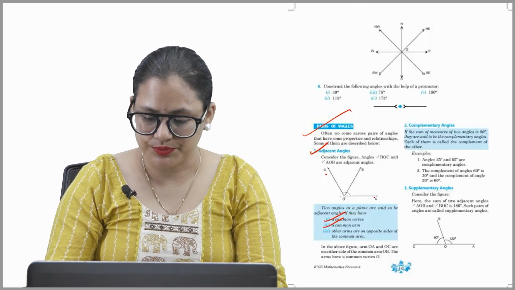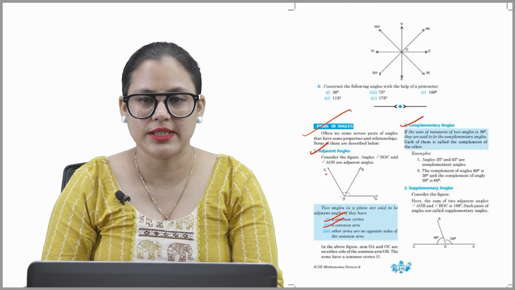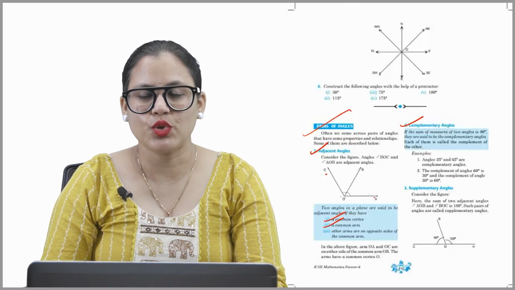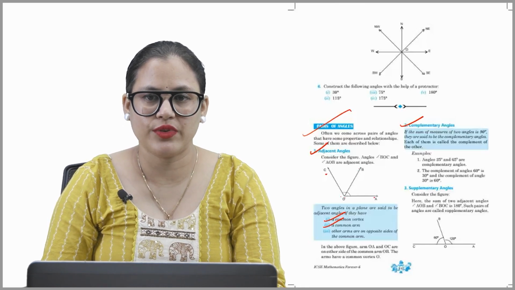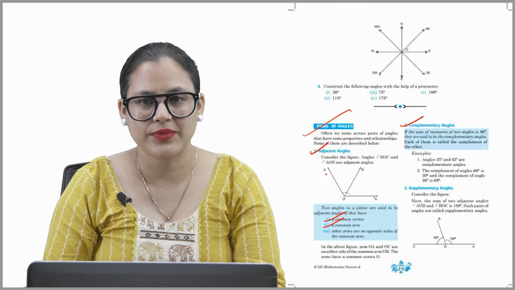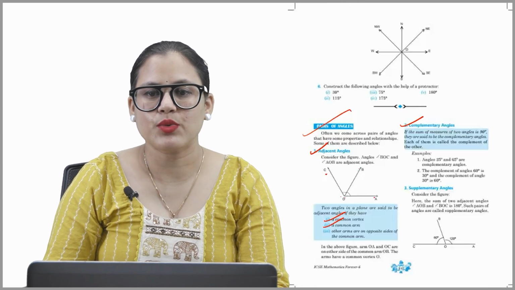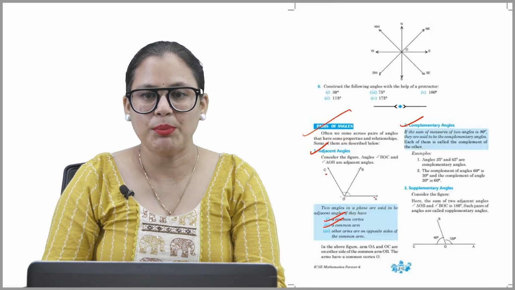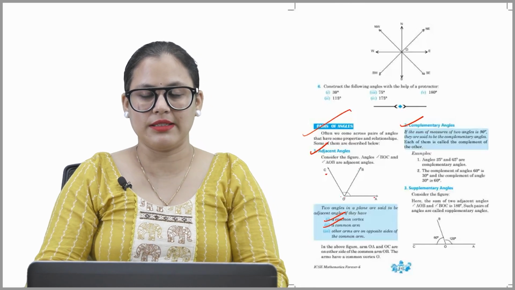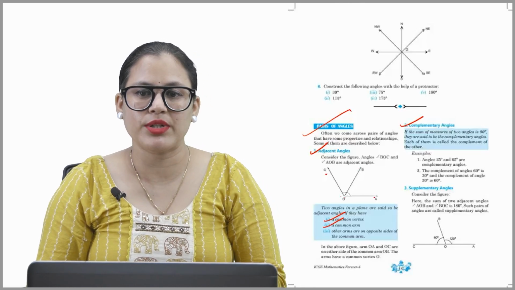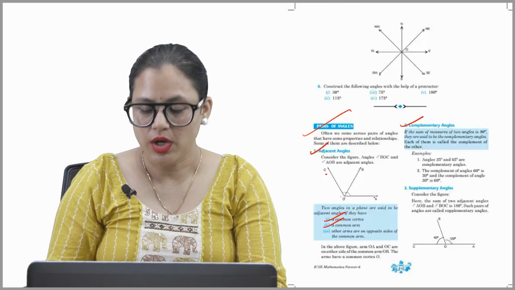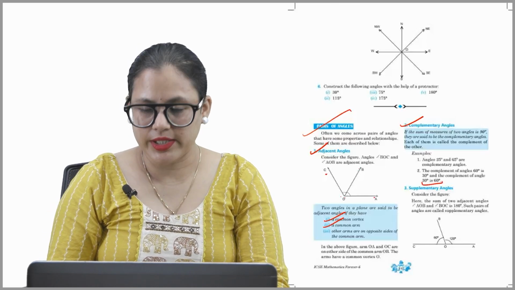Okay. Number 2, complementary angles. If the sum of measures of two angles is 90 degrees, they are said to be complementary angles. Each of them is called the complement of the other. Examples. Number 1, angles 25 degrees and 65 degrees are complementary angles. Number 2, the complement of angle 60 degrees is 30 degrees and the complement of angle 30 degrees is 60 degrees, because if you add these two angles, you will get 90 degrees.